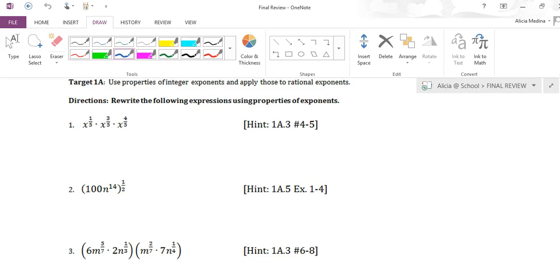Hey guys, in this video we're going to be doing the first K concept, which is key concept 1. Obviously you have all the hints right here of where you can look back in the note packet. Kind of a refresher of everything we did in KC1.